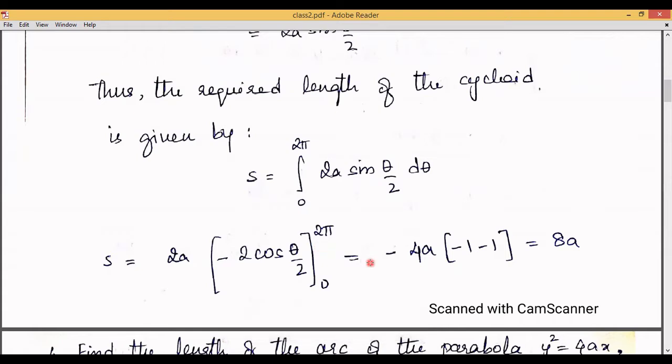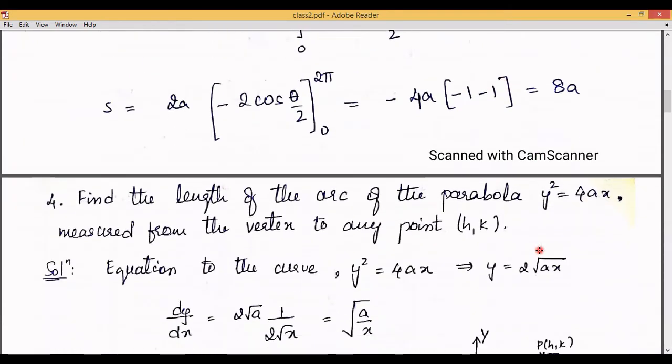That is equal to minus 4a. When you take this minus 2 outside, that becomes minus 4a. And when you apply the limits for cos theta by 2, the upper limit will be cos 2 pi by 2, that is cos pi, that is minus 1, minus cos 0 which will be 1. That becomes 8a. Moving on to the next problem.